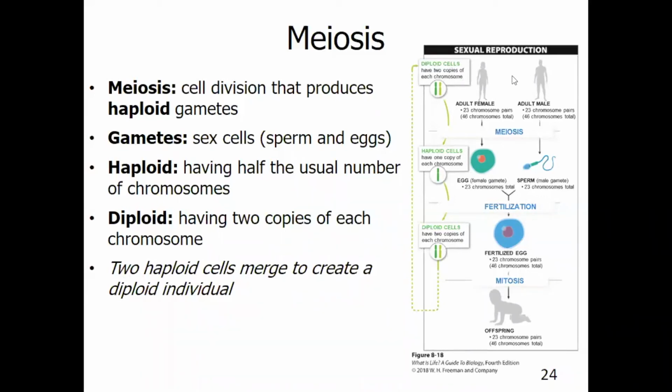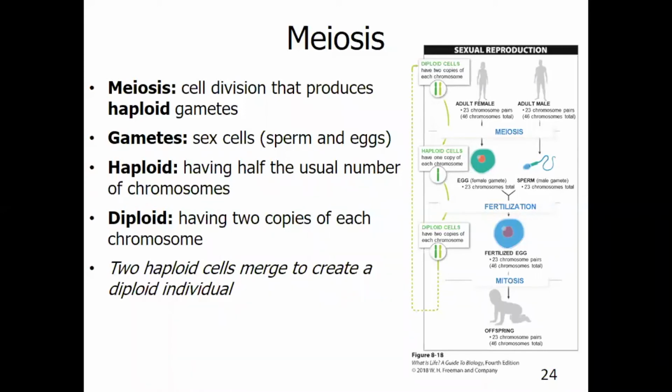Humans normally have 46 chromosomes in total because we have 2 sets of 23 chromosomes. So sperm and eggs each have 23 chromosomes, so that when they combine and fertilization happens, we end up with an organism that has the correct number of chromosomes, a total of 46 chromosomes.